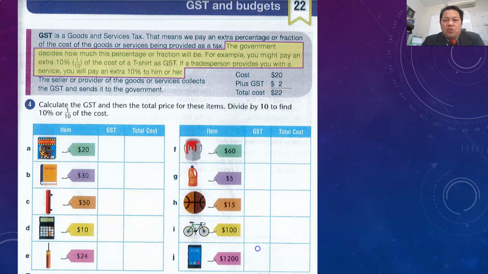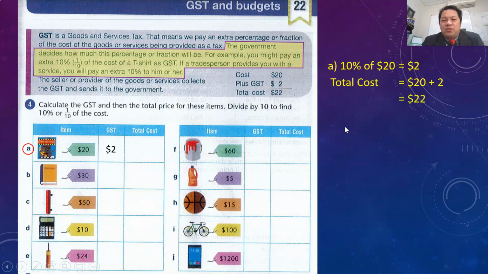So a very simple way to calculate. Let's look at A. This item is $20. To get the GST, it's 10% of $20, meaning it's $2. I'm sure most of you know how to do that, right? Just by moving the decimal back one place. So the cost will be $20 plus $2, so it's $22. I'm sure you'll be able to find the rest on your own quite easily.